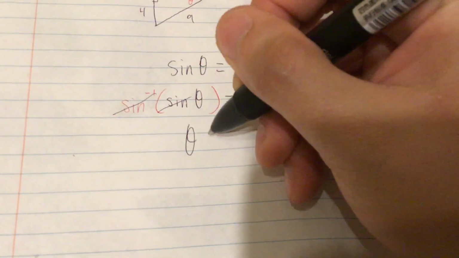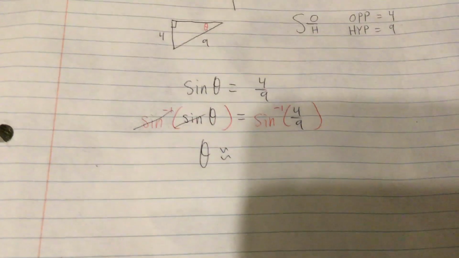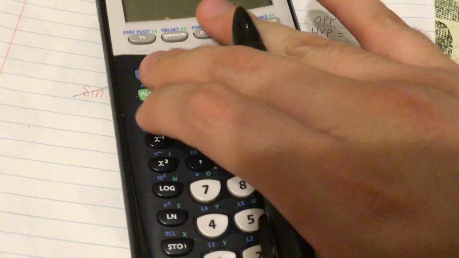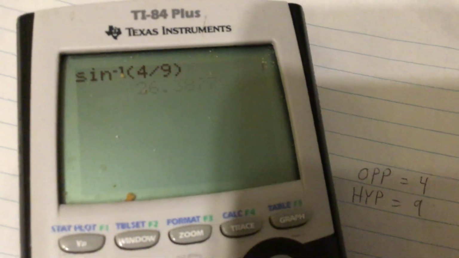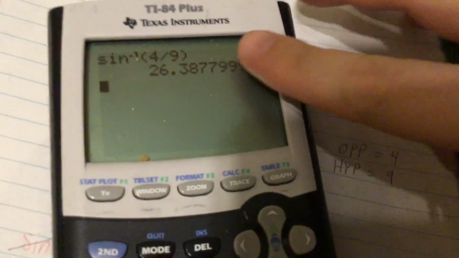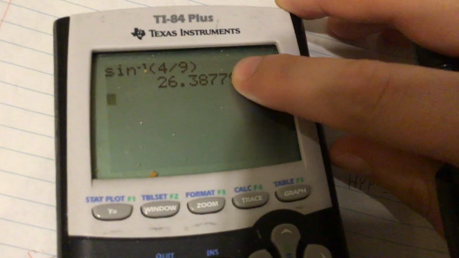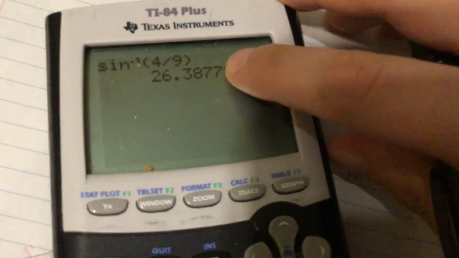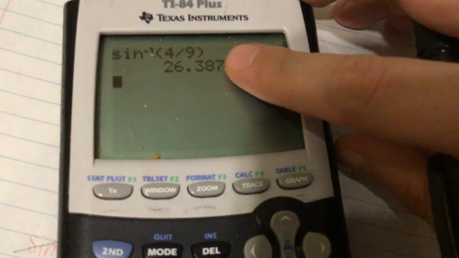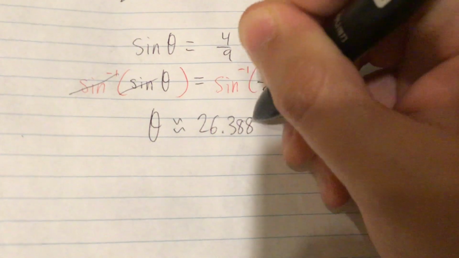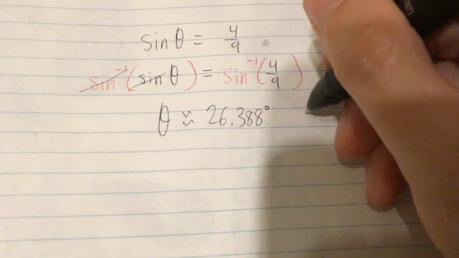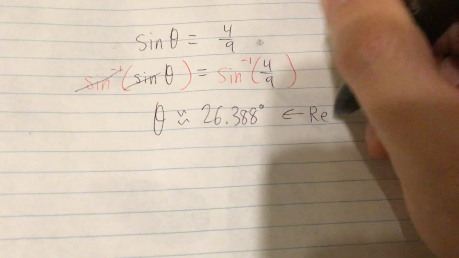So therefore, sine inverse cancels out with sine, leaving me with angle theta. I'm going to apply the sine inverse of 4/9, and that gives me 26.387. But remember that the fourth decimal place is another 7, so that rounds up to 26.388. But remember, that's only, by the way, degrees. That's only the reference angle.